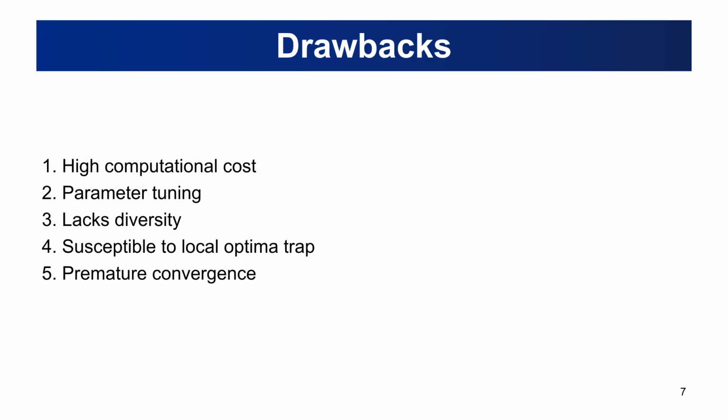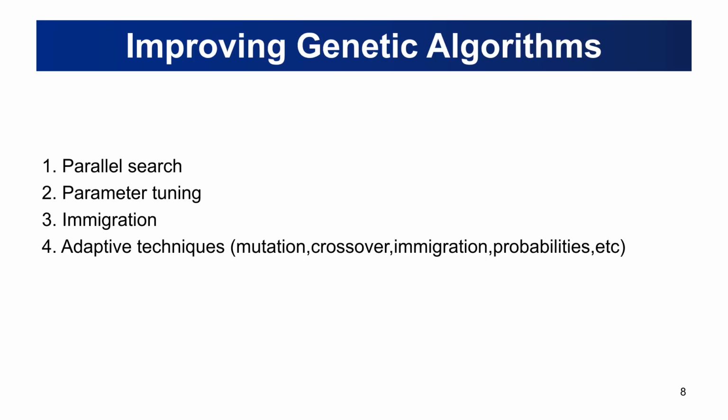Nevertheless, there are techniques that can be used to improve genetic algorithms. And so when we talk about the techniques, there are those that use parallel search, and there are also those that tune the parameters. You can also use immigration techniques, and there are also those that use adaptive techniques on mutation, crossover, immigration, or maybe use a set of probabilities instead of purely random, just to improve the search. So these are things we can look at. So for those who want to also implement some of these techniques, you can also contact me. I have some codes actually that implement some of these to improve the genetic algorithm.